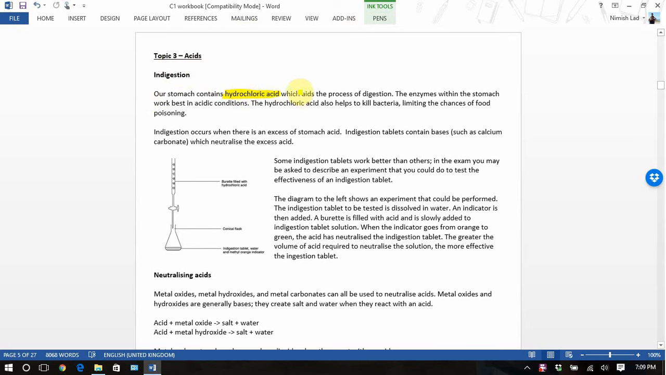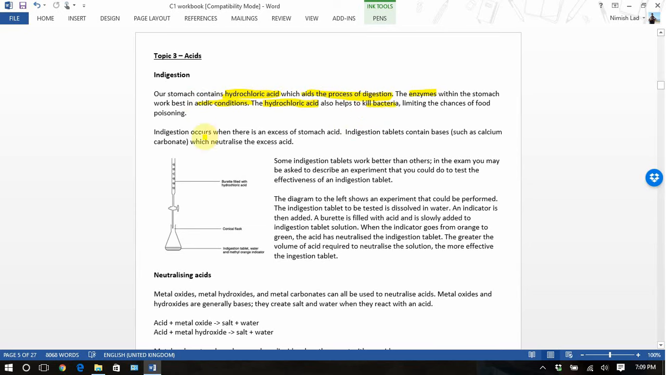It aids the process of digestion. You need to understand how it actually aids that process. There's enzymes in the stomach which digest food, and they work best in acidic conditions. So acidic conditions provide the best conditions for the enzymes to work in, or the optimum conditions for enzymes to work in. Hydrochloric acid also helps to kill bacteria, therefore you're less likely to get food poisoning.